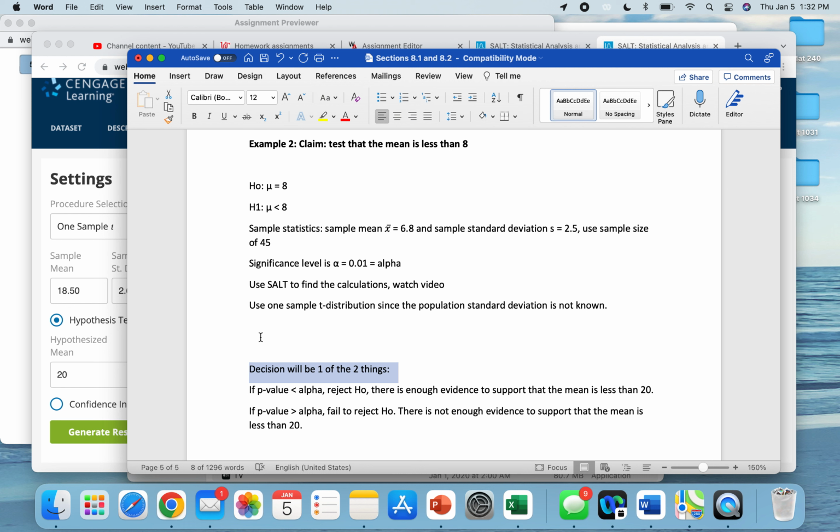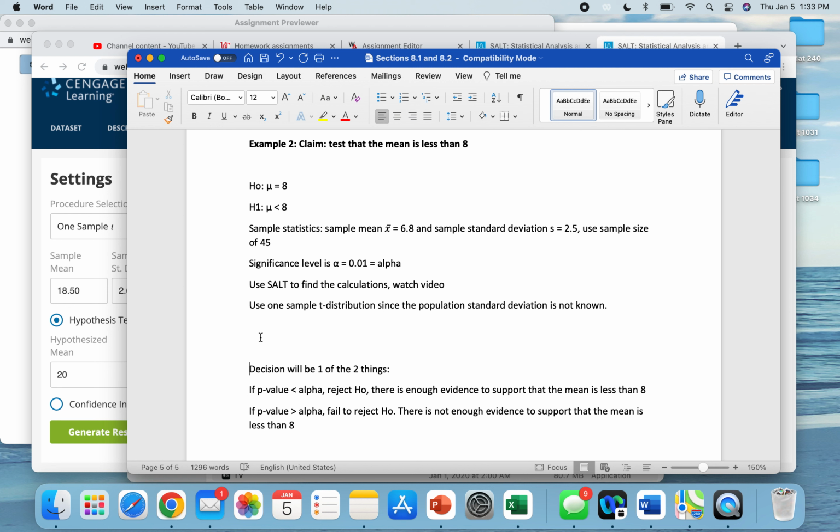You either reject, there is enough evidence to support what is in H1, or you fail to reject, there is not enough to support what is in H1, that the mean is less than 20. These are wrong. I must have copied and pasted. It should be less than 8. I copied and pasted it from the previous example.